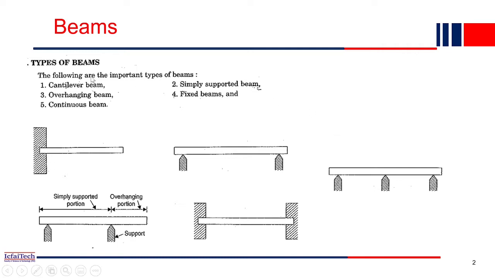Before we get into our actual coding part, let's understand a few basic things about the concept here. There are many types of beams. The first one is cantilever beam, second is simply supported beam, third is overhanging beam, fourth is fixed beam, and fifth is continuous beams.